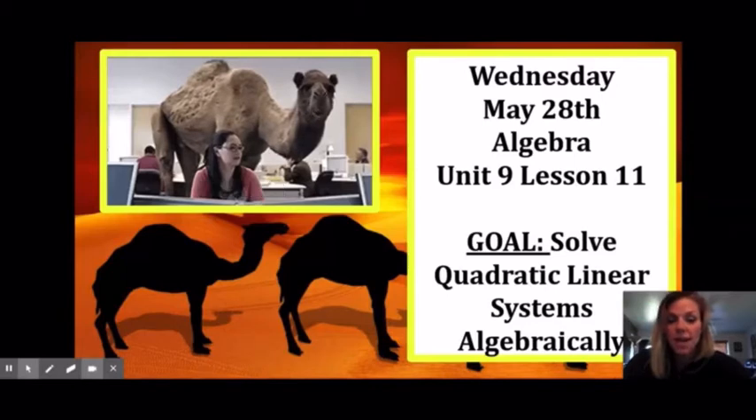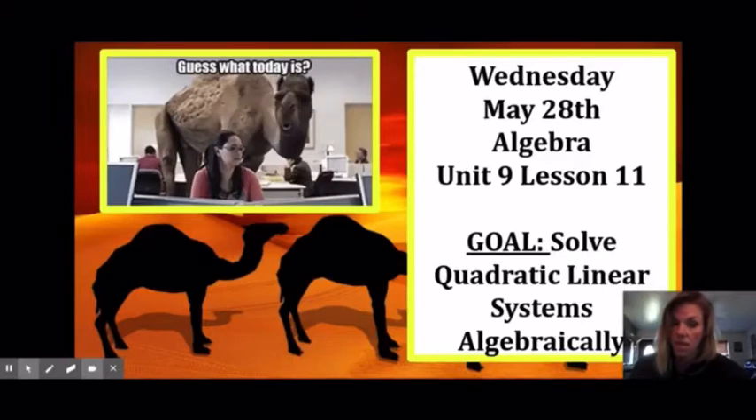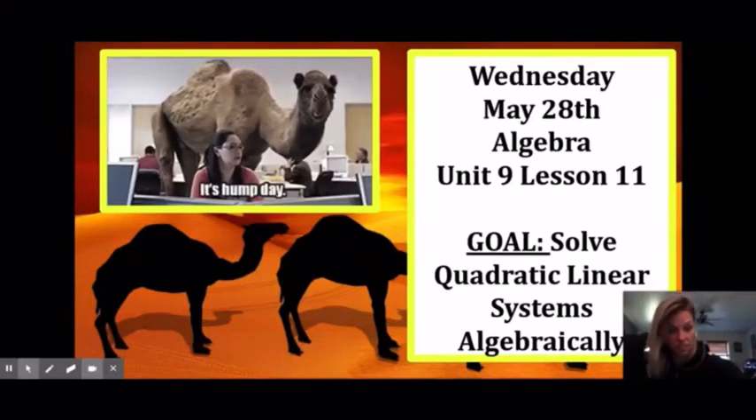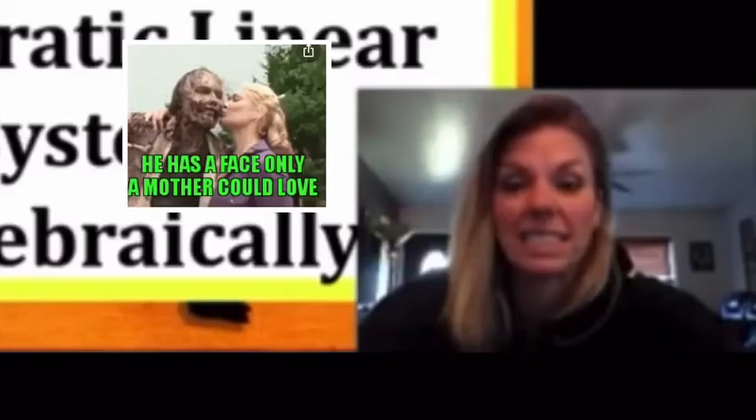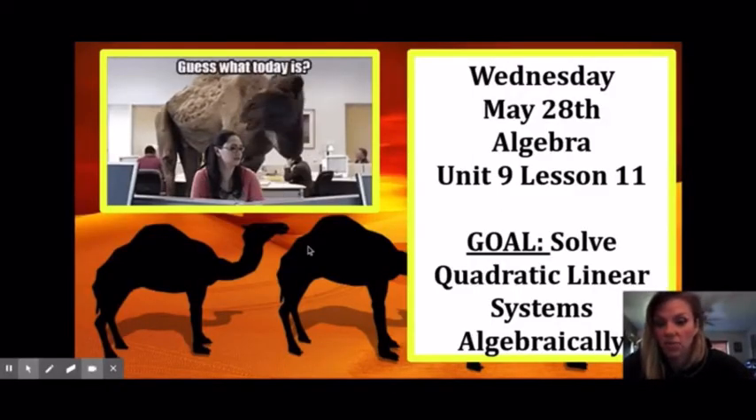So yesterday, guys, you solved quadratic linear systems graphically. You just had to graph the parabola, graph the line, see where they cross. Because anytime you solve a system, you're looking for the point or points of intersection. Today, we're solving them algebraically. Little bit more work here, okay? So we're going to get right into it.